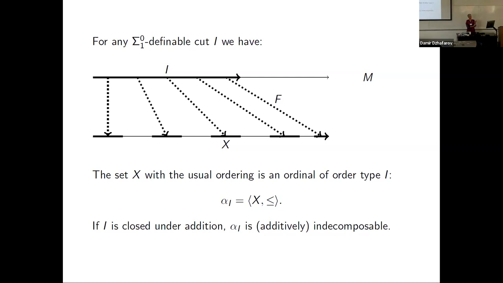So if I is closed under addition, this is an additively indecomposable ordinal, and indecomposable can be defined in a number of different ways. Here we have the strongest, well, maybe not the strongest, but a very strong notion of indecomposability, namely any non-trivial final segment of alpha sub I is isomorphic to alpha sub I itself.